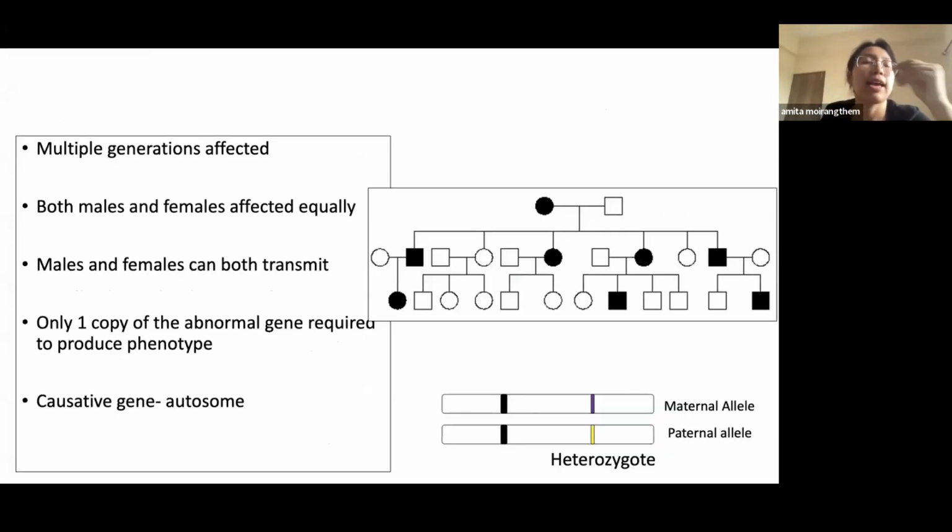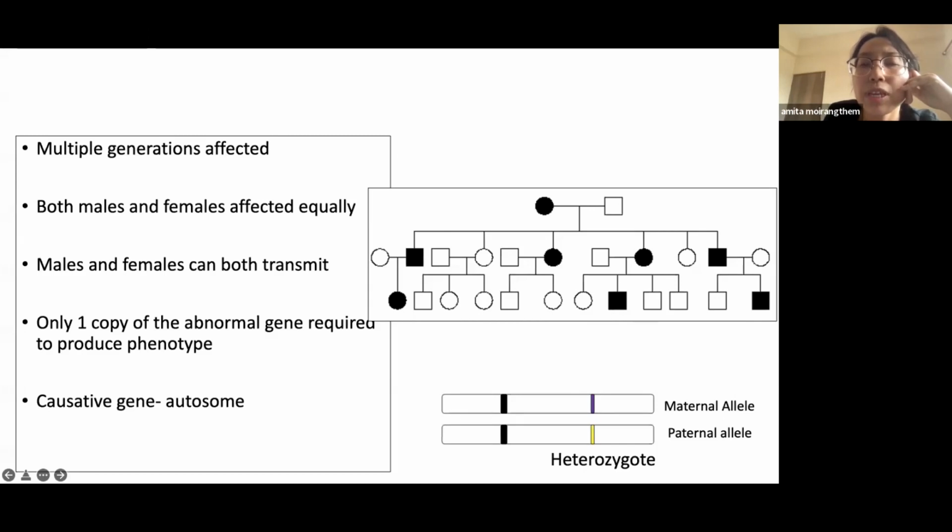So analysis of the pedigree gives us certain information. As seen in the previous case, many times we see such family trees where multiple generations are affected, and males and females are almost equally affected, and the disease can be transmitted both by males and by females.